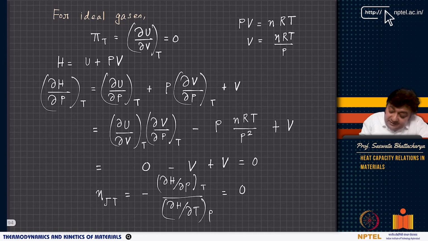So for ideal gases, as we have already mentioned very quickly, pi T equals del U del V at constant T. And if you look at del H del P at constant T, if you look at the proof quickly, del H del P at constant T is del U del P at constant T plus P del V del P at constant T plus V. Now you have del U del V times del V del P, this is from the chain rule. So this you are writing as this minus P nRT by P square plus V. Now nRT by P is nothing but V. So minus V plus V becomes 0, and this del U del V itself is 0. So as a result, eta JT for ideal gases is equal to 0.